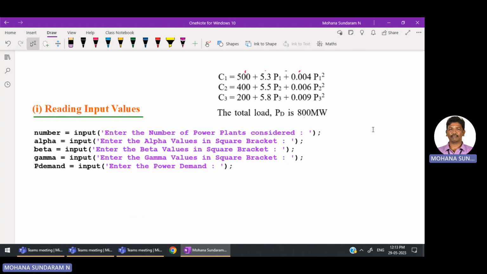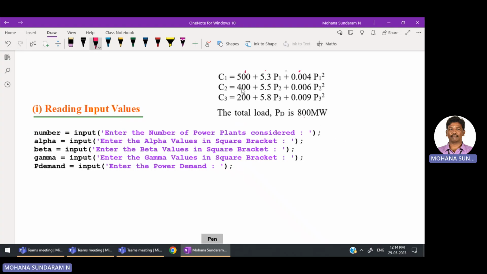When you use the command input, it will wait for the user to give the data, and whenever the data is entered by the user, it is stored into the variable which you are assigning on the left side of the equal to. So here, if you take the first one, you have a line called number equal to input of 'Enter the number of power plants considered'. If you enter the number 3, this 3 will be stored into this variable called number. This is the meaning.